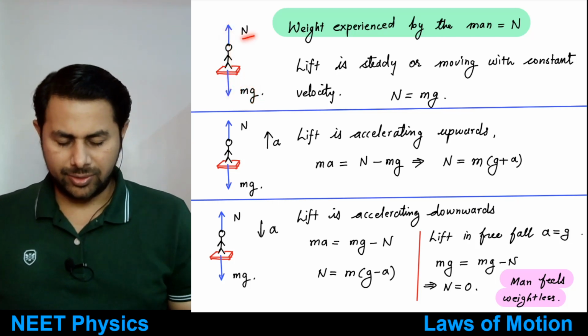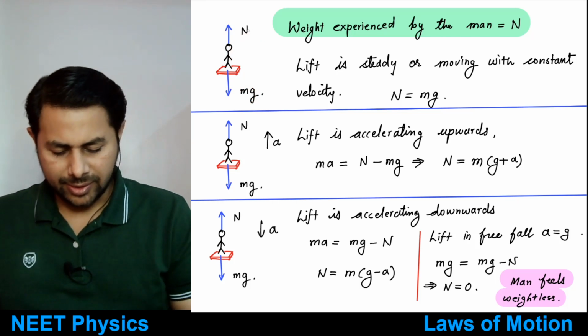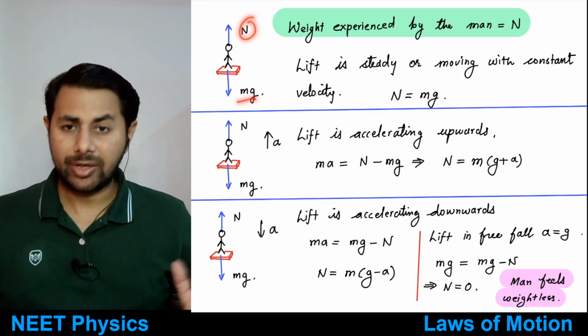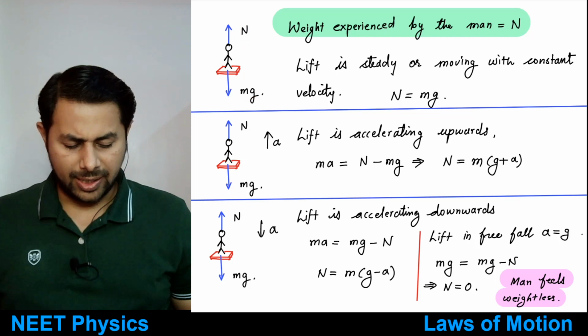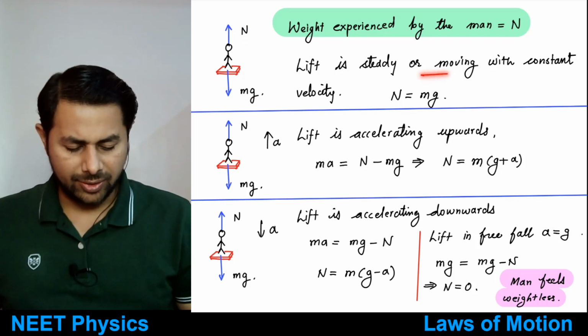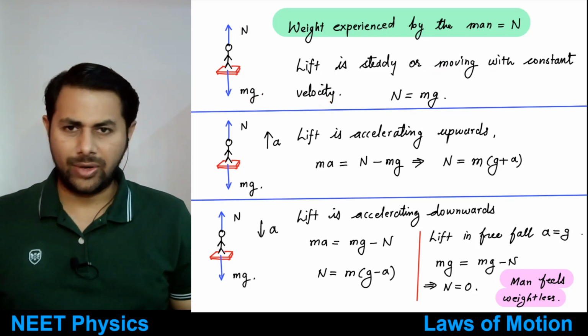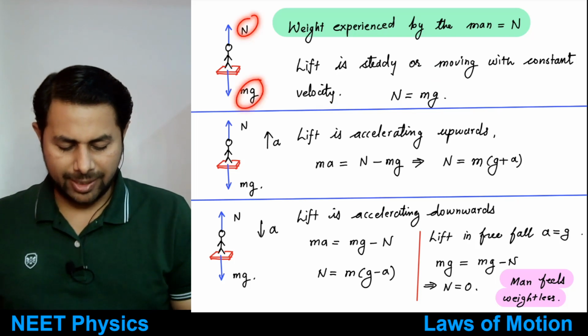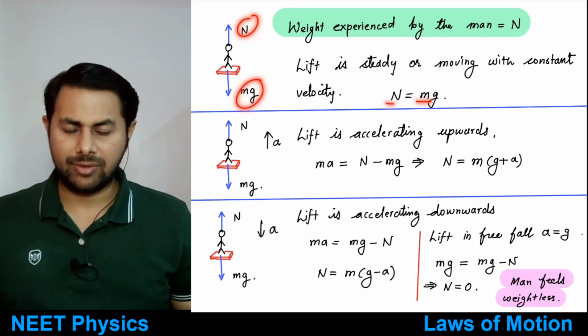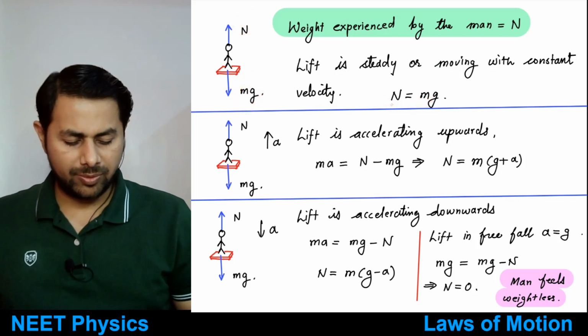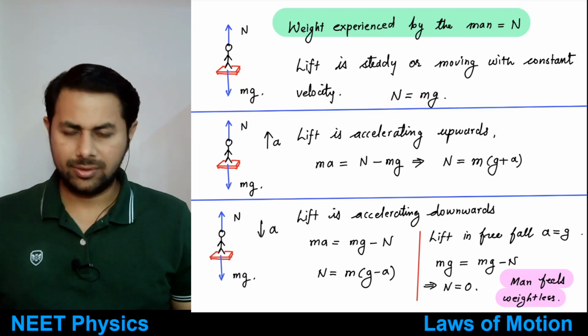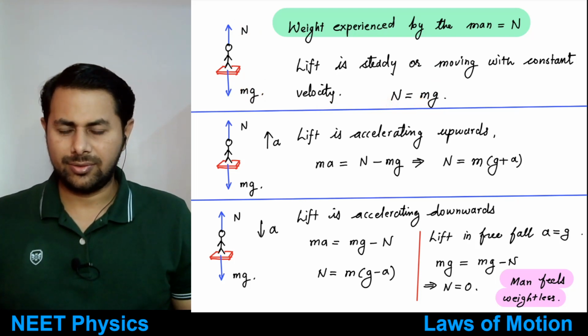So the normal reaction balances the gravitational force mg when it is steady or moving with constant velocity, because there is no acceleration. So these two forces are balanced, and therefore N is equal to mg. Is this clear?